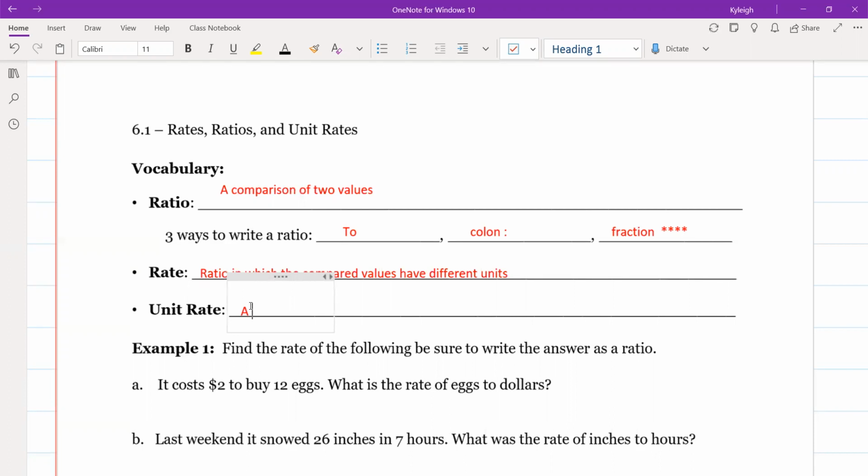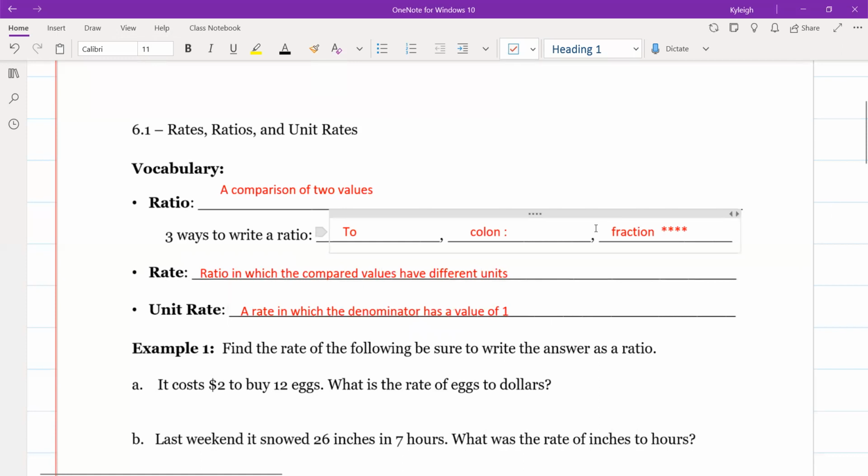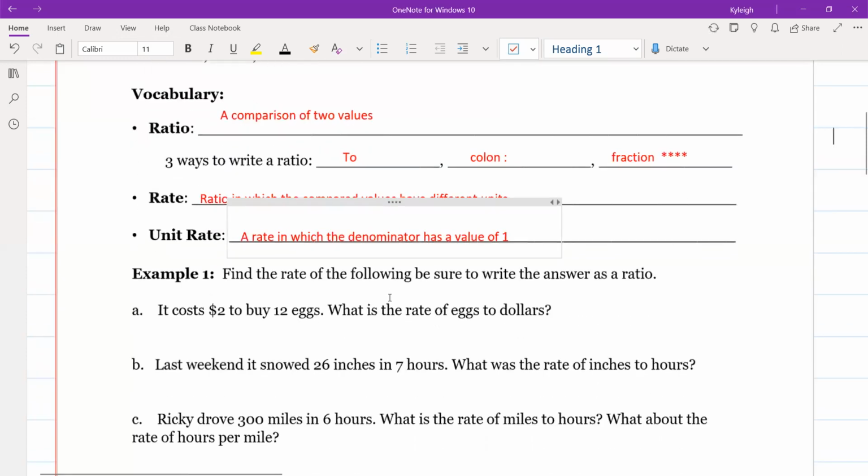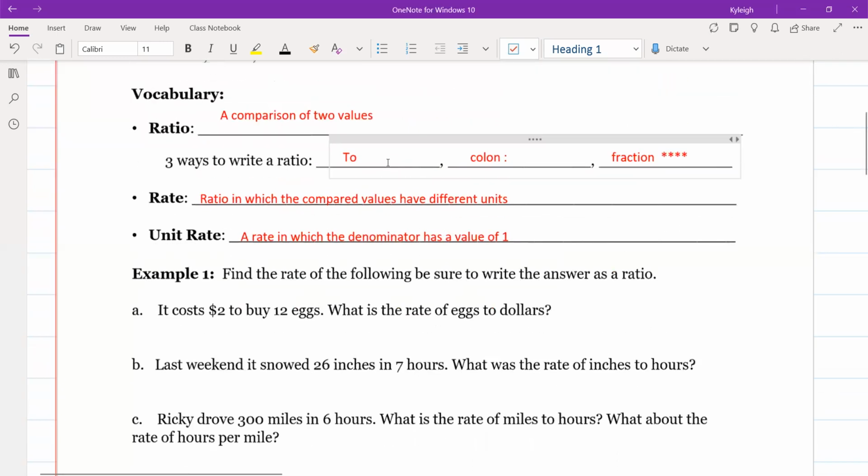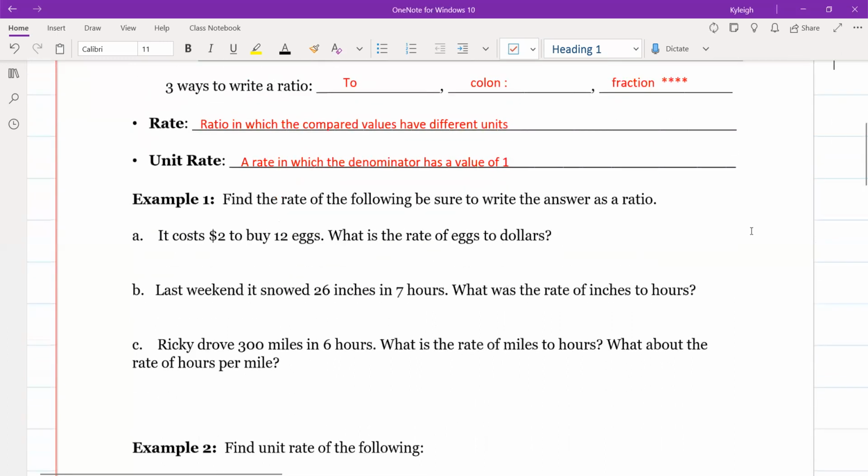Now specifically, a unit rate is a rate in which the denominator, aka the bottom part, has a value of 1. Okay, so we're most commonly going to deal with unit rates, but there's different types of things happening. So let's look at some of the examples first. We want to write it as a ratio, which again, we either use the word to, colon, or fraction. So we're going to write them as a fraction just because it's a far better way to understand what's happening.